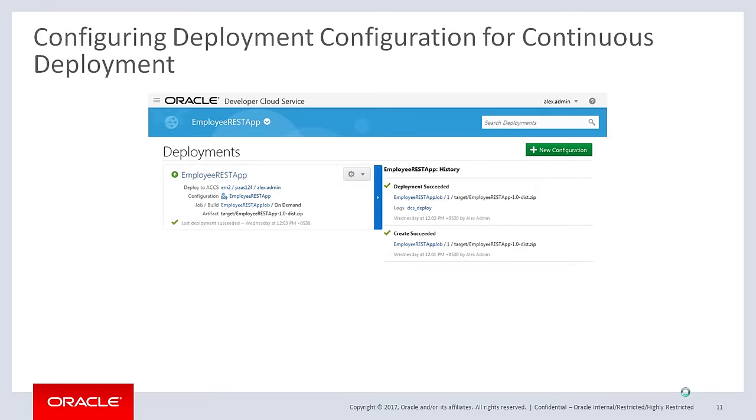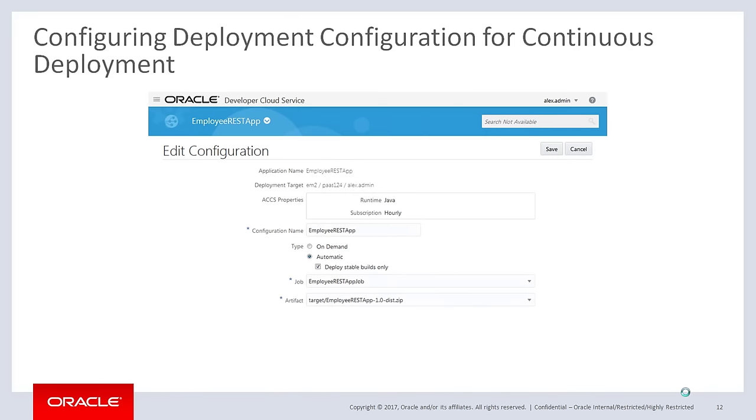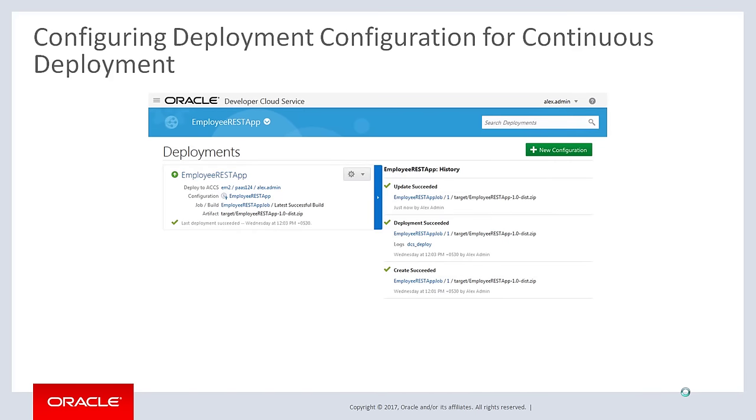Open the Deploy page and click the gear on the deployment configuration that you want to automate. From the menu, select Edit Configuration. In the Edit Configuration page, select the automatic option in Type. Click Save. After saving the configuration, you'll be returned to the Deploy page. The History section shows the last update.